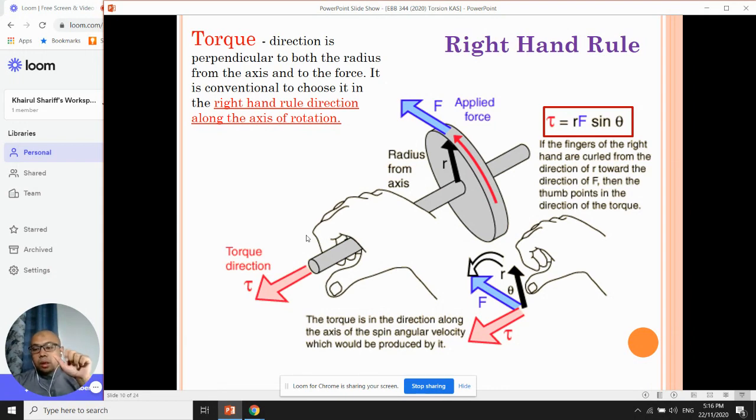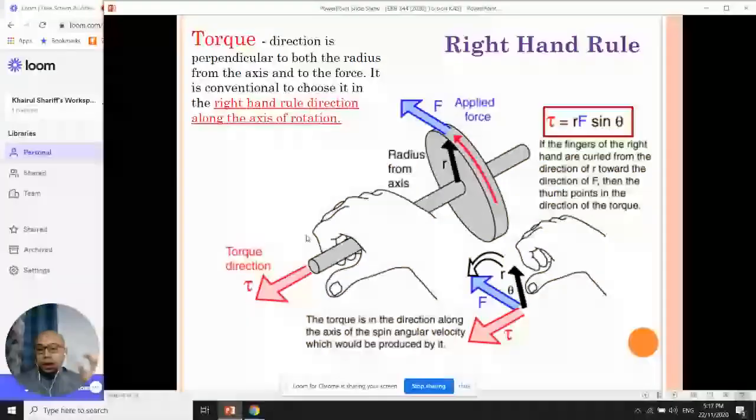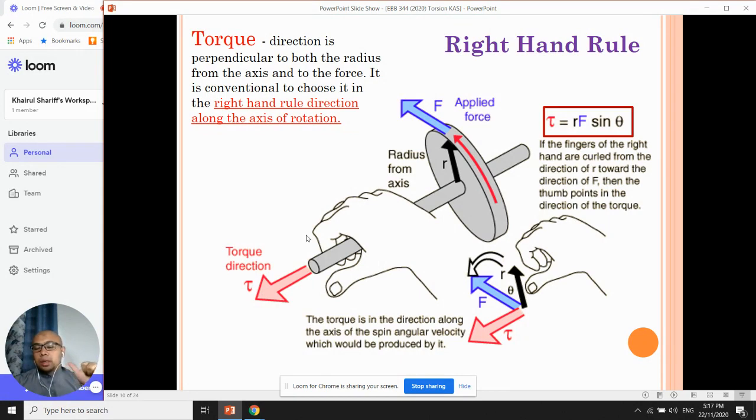Remember, the angle involved in torsion always needs to be converted into radians. If you use a calculator, it's easy to convert radians to degrees and degrees to radians. But in torsion questions, the most popular way to ask is that we give you the angle in degrees, and then you need to convert it into radians for the calculation. Then you use this calculation to determine the torque, or to determine the applied force. This is the right hand rule formula.